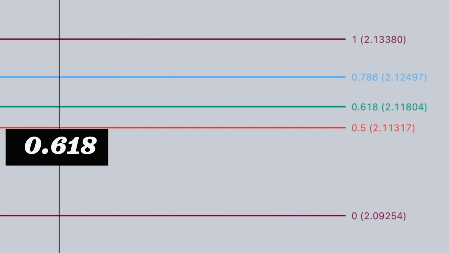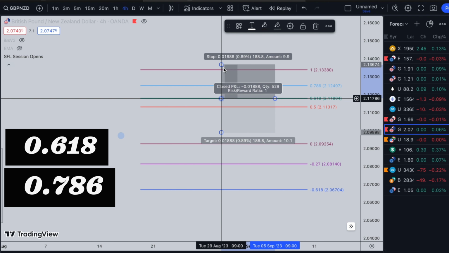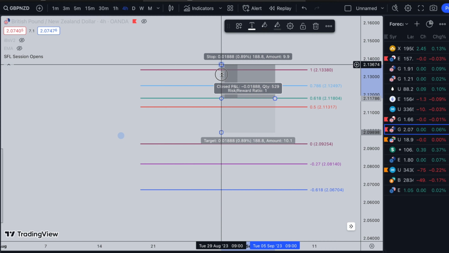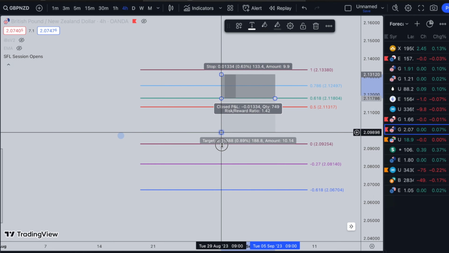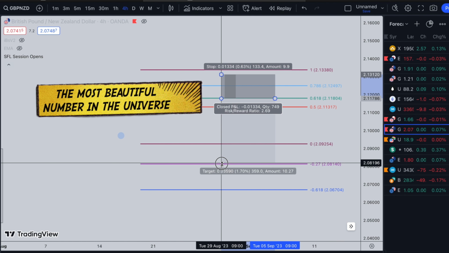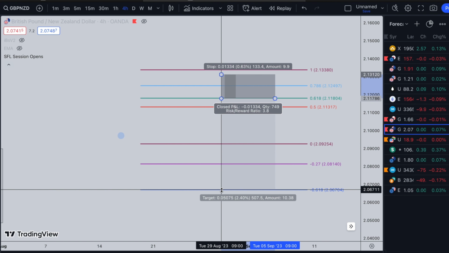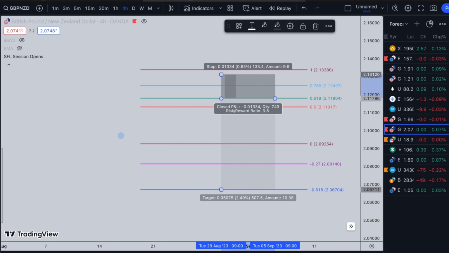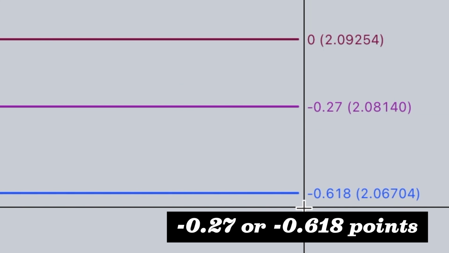And the area we are mostly looking at is the 0.618 and 0.786, where price mostly turns around and we refer to this area as the golden zone. The 0.618 is referred to as the most beautiful number in the universe. So when we are looking for an exit point, we mostly look at the minus 0.27 or the minus 0.18 point.